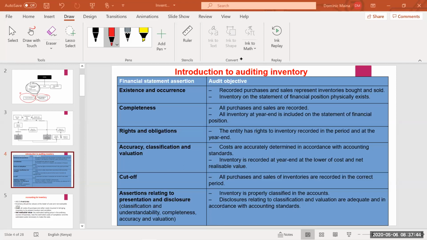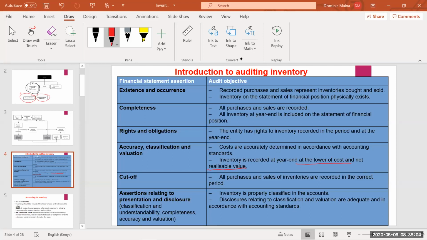It says that inventory should be measured at the lower of cost and net realizable value. Okay, thank you, Emma. I've just seen it here on the note, but thank you, Emma, for that. So we value inventory at the lower of cost and NRV.